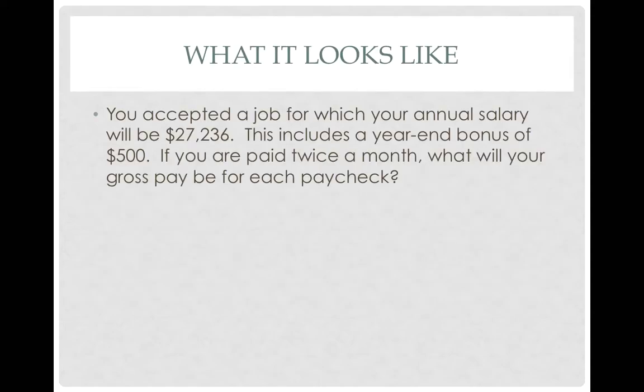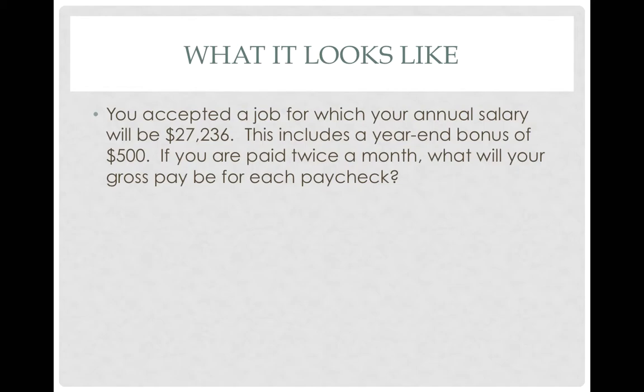So this is something that I'm going to give a couple examples, a couple explanations, and then I'm going to set you guys free on it. So first one here is you accept a job for which your annual salary will be $27,236. This will include a year-end bonus of $500. If you are paid twice a month, what will your gross pay be for each paycheck?